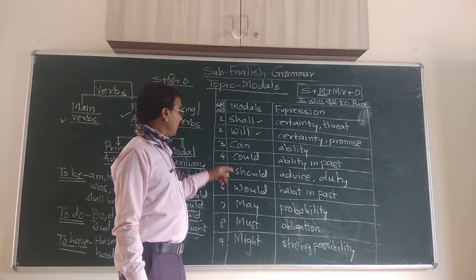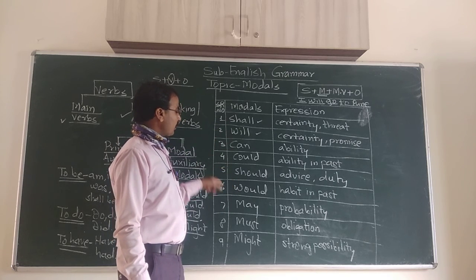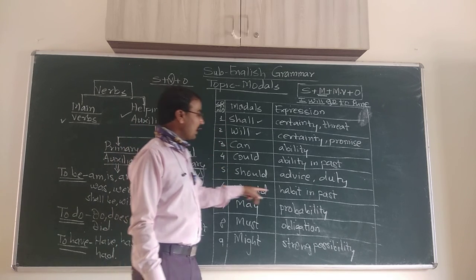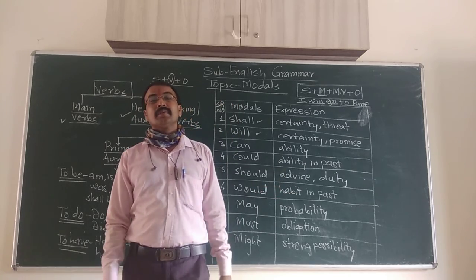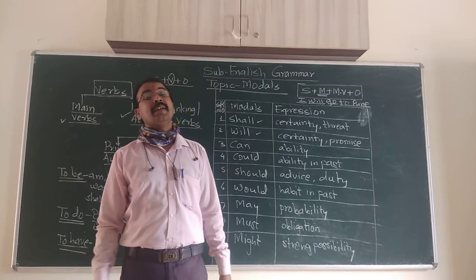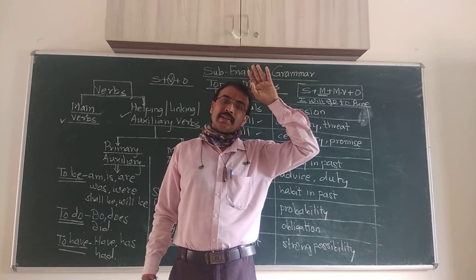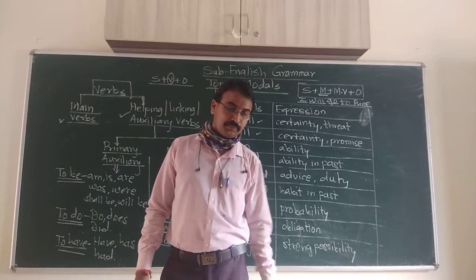Should is the past tense of shall. Would is the past tense of will. Would shows habit in the past. Now which type of habit? Any. I would go to school. In the past tense, I used to go to school.